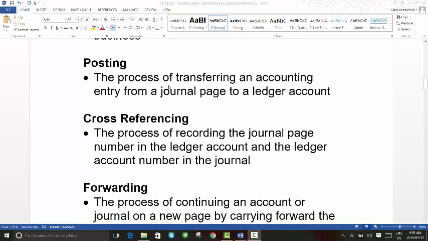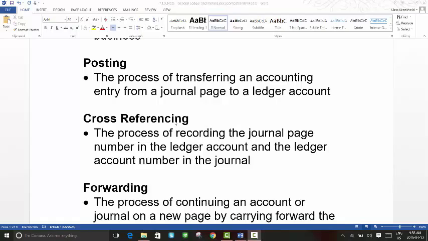Posting then is the process of transferring an accounting entry from a journal page to a ledger account. I've referred to putting transactions in T accounts as posting in the past. We're just continuing on with that same language. It's exactly the same thing, just a different format.